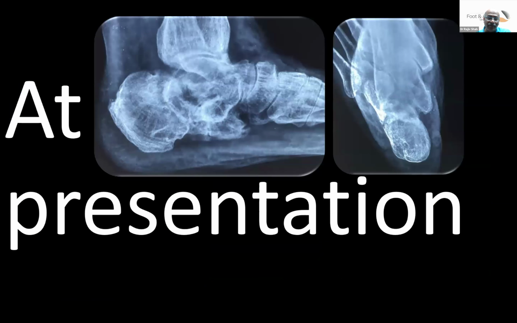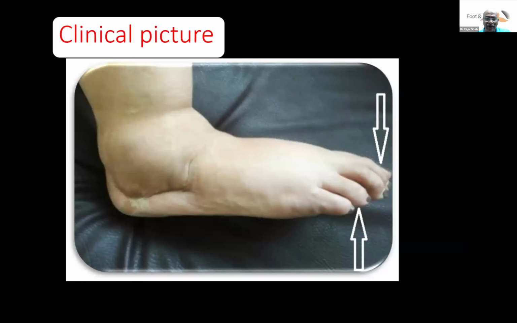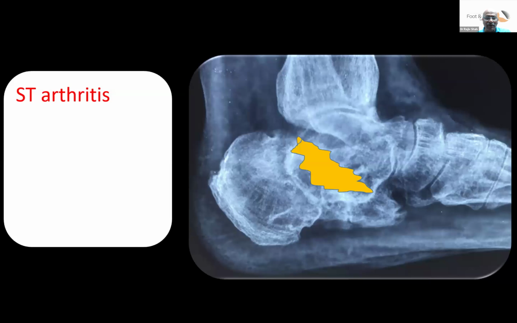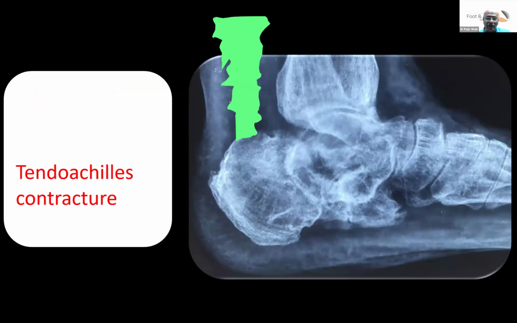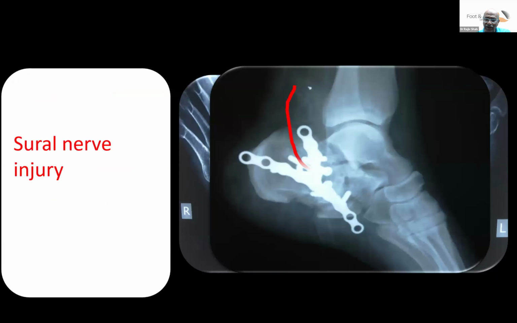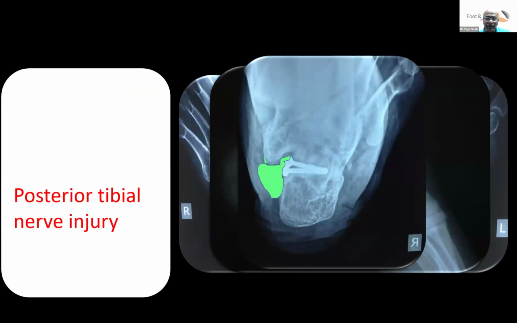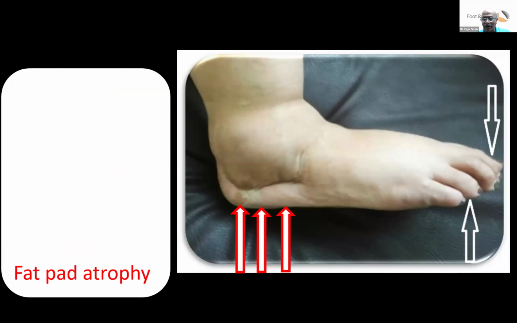It was after about 1.5 years that she came to us with this kind of X-ray pictures. Malunited calcaneus, patient was unable to walk, a lot of neuropathic pain, tingling, numbness. And look at this picture where she had a clawing of the toe and she had a smashed heel fat pad. These problems, if you list them out, she had subtalar arthritis, she had a talar dorsiflexion, she had contracture of the tendoachilles, the heel was in gross varus, the heel was short, there was sural nerve injury because of the plate, there was posterior tibial nerve injury because of the screws placed medially, there was clawing of the toes, and she also had a fat pad atrophy.